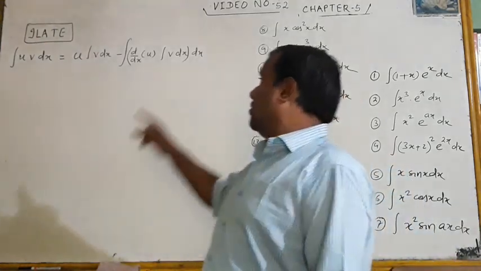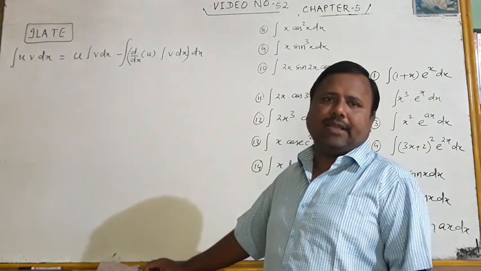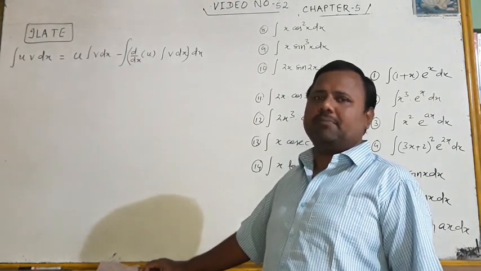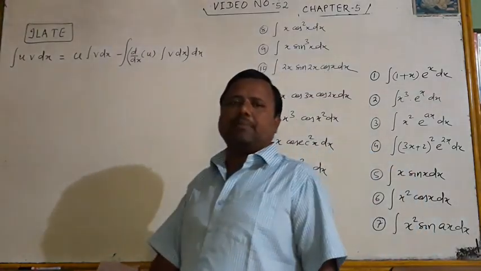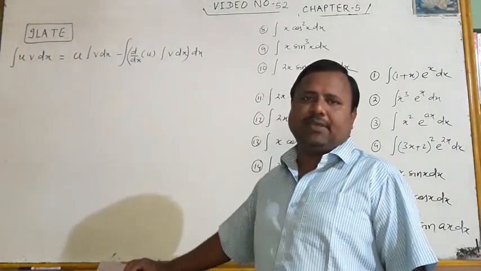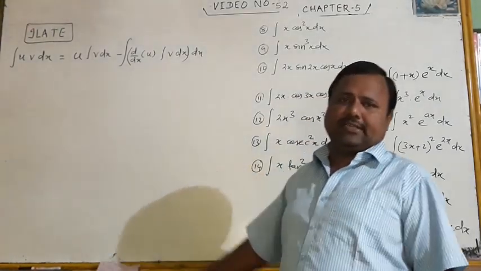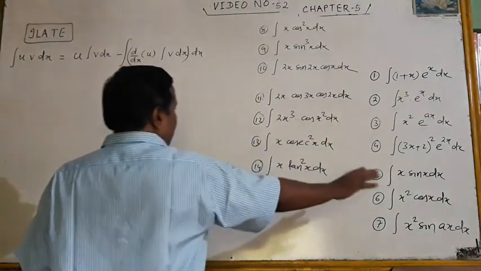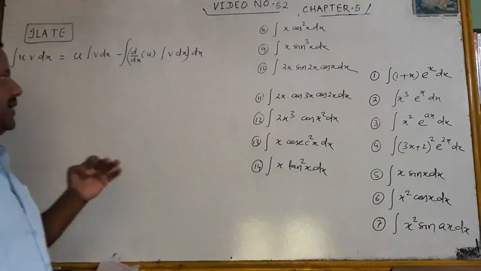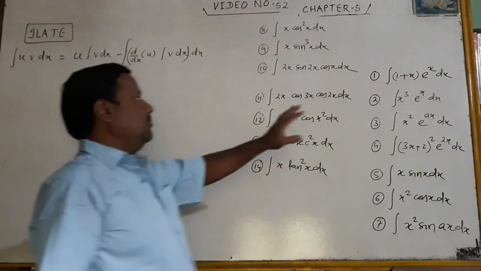Look at this. I have already taught you the ILATE rule. I for inverse trigonometry, L for logarithmic, A for algebraic, T for trigonometry, and E for exponential function. And you know the formula of u into v, that is first u into integration of second v, minus derivative of first into integration of v, total integration. Suppose I am giving you 14 problems and you have to solve them. Now I am giving a fantastic formula. Before going to that formula, first we have to solve this problem.